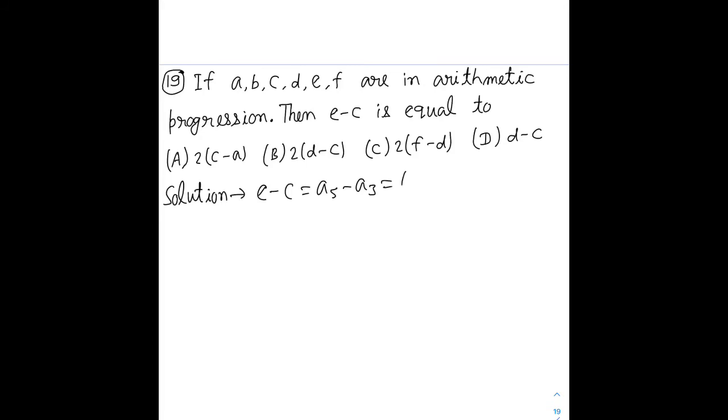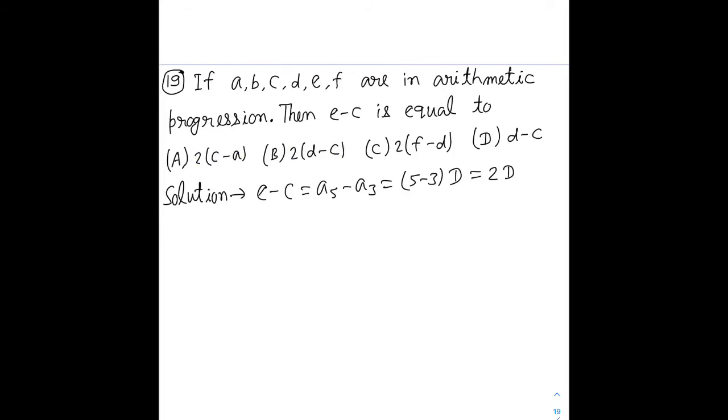That would be nothing but the difference of 5 and 3 times the common difference. Suppose I represent the common difference by capital D, because here small d is already present in the question. So you will get 2 times capital D. Even if you apply the formula for the nth term, A5 would be A plus 4 times capital D, and A3 will be A plus 2 times capital D. So the difference would be 2 times capital D. Now among the options, you have to select which one is correct. If you select C minus A, that would be 2D, and 2D into 2 would be 4D.